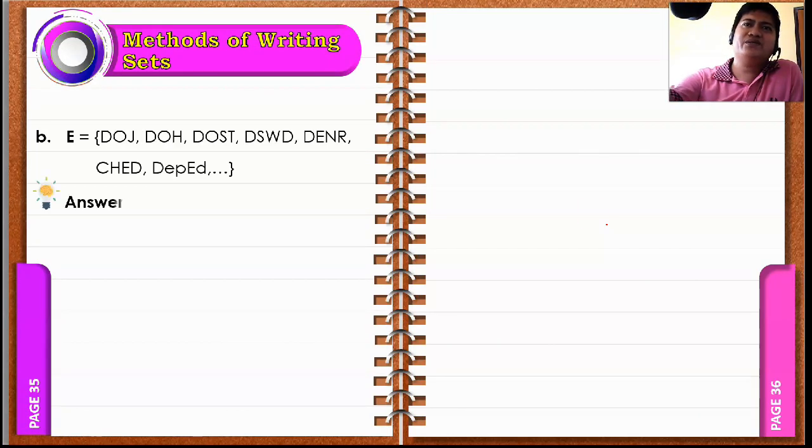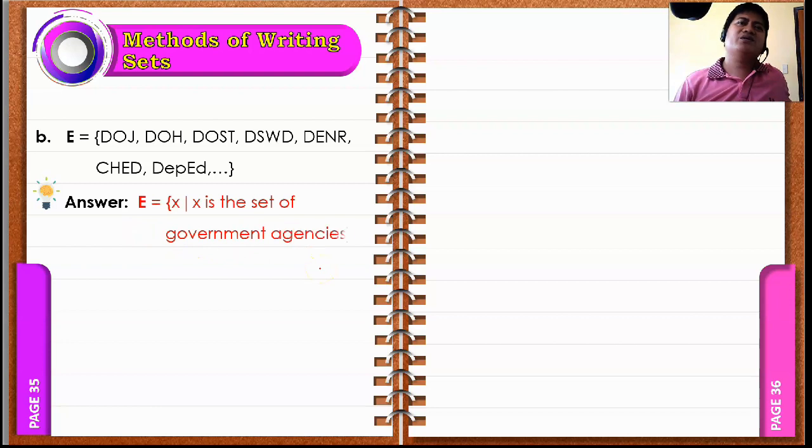We have the DOJ, DOST, DOH, DSWD, DENR, CHED, DepEd, etc. So, I hope you're familiar with this one. These are the government agencies, or a set of government agencies, in particular in our country. To make it clear, we can say it is a set of government agencies in the country.